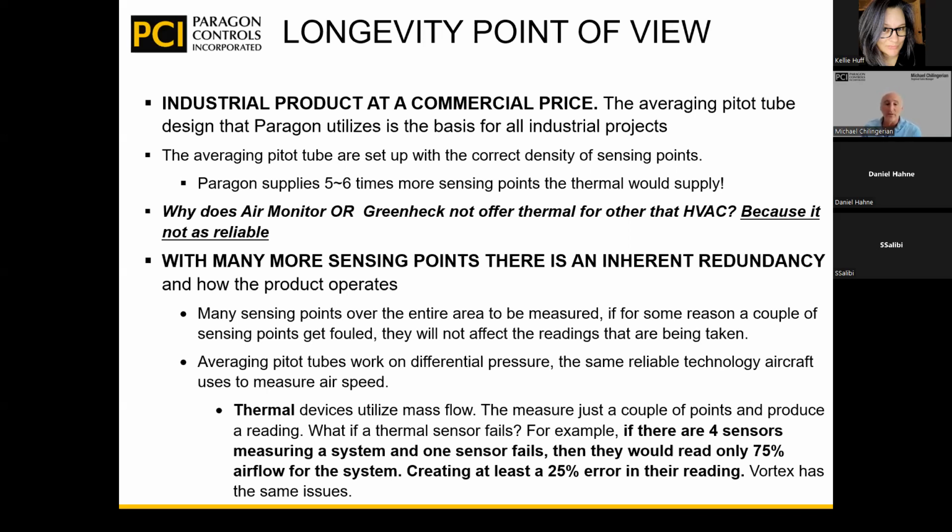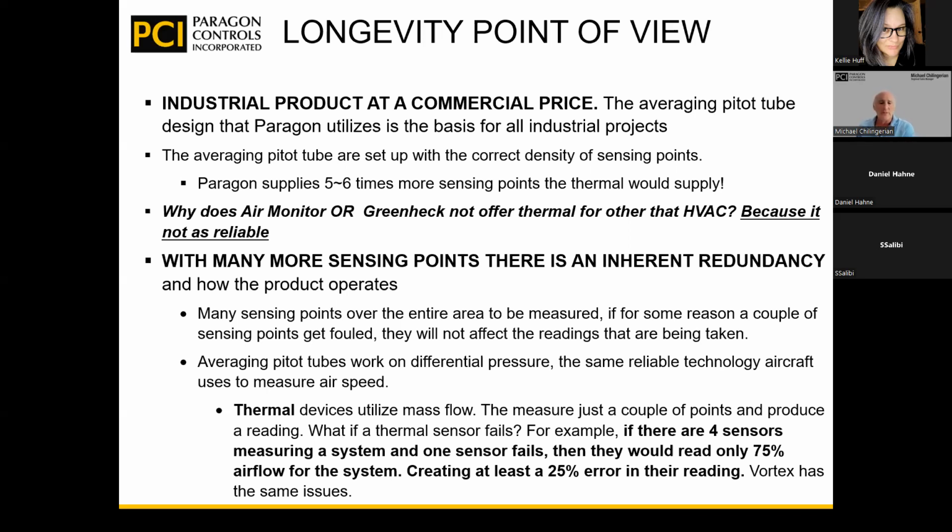So why not give the owner the advantage of a more reliable product? Part of the reason it's more reliable is that it has so many more sensing points. We're using either equal areas or log Tchebycheff, which the thermal cannot offer. The other thing is that because we have all these sensing points, there's an inherent redundancy that you don't see with either thermal or the vortex shedders.